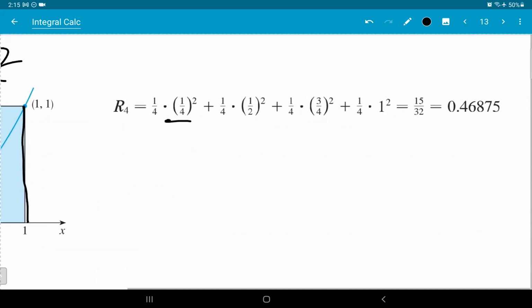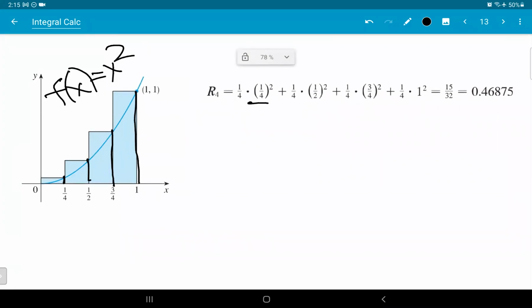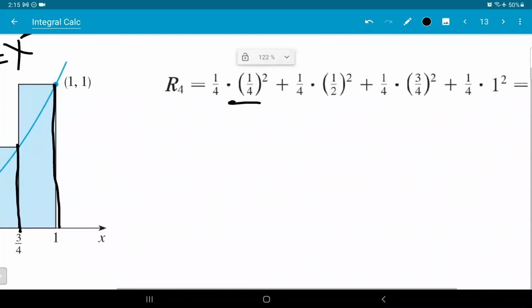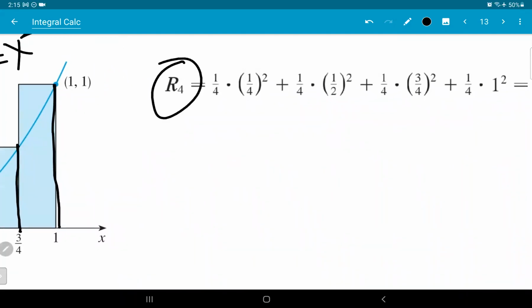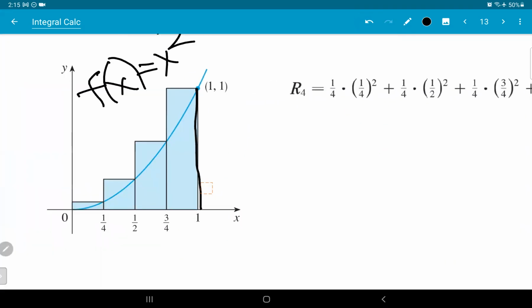And that overestimates the area under the curve. Now we just labeled it R4, to explain why: there are 4 rectangles and we use the right endpoints. The right endpoints are 1/4, 1/2, 3/4, and then 1.